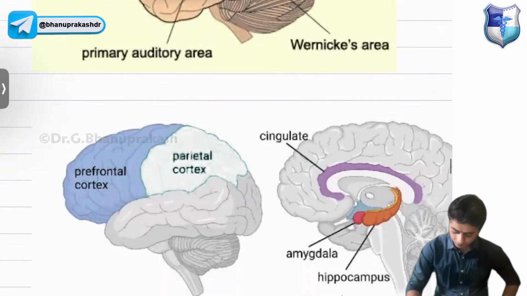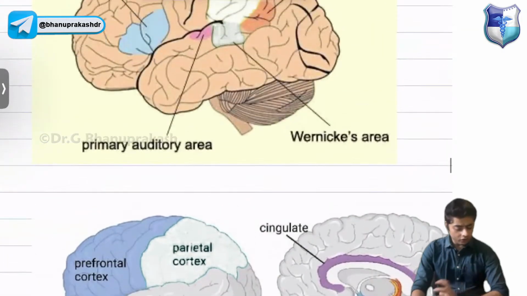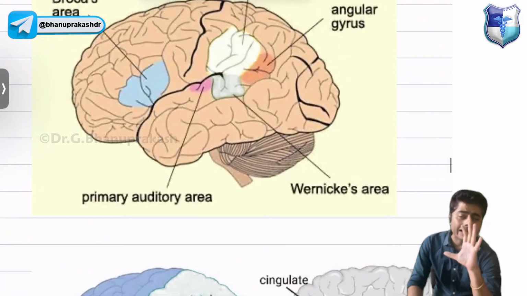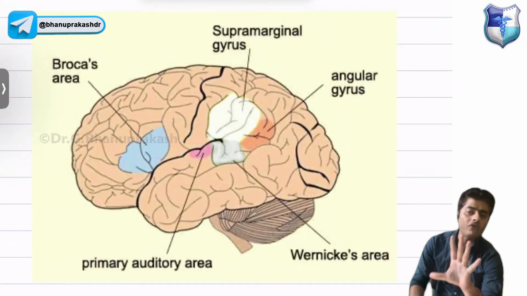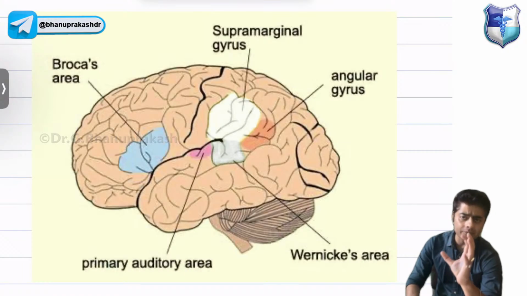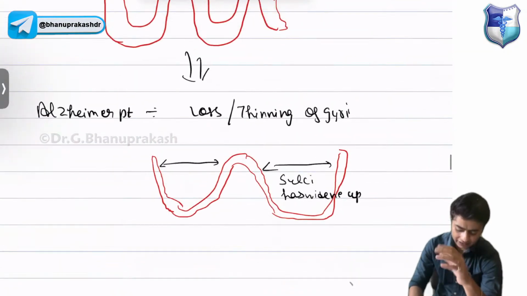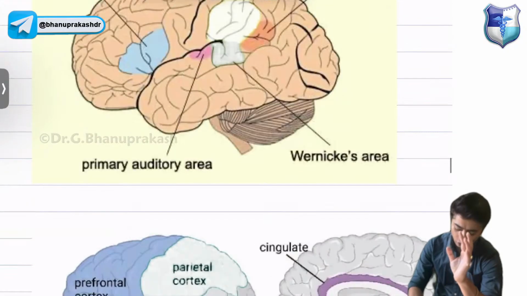Okay. Now, before we go to the clinical features of Alzheimer disease, we will first look into something important about the parietal lobe.